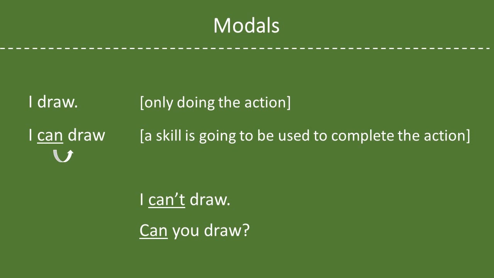The modals behave just like the verb to be. Can becomes can't in the negative form. And when you're asking a question, you put it before the person. In our examples, I can't draw. Can you draw? See? They follow the same paths as the verb to be.